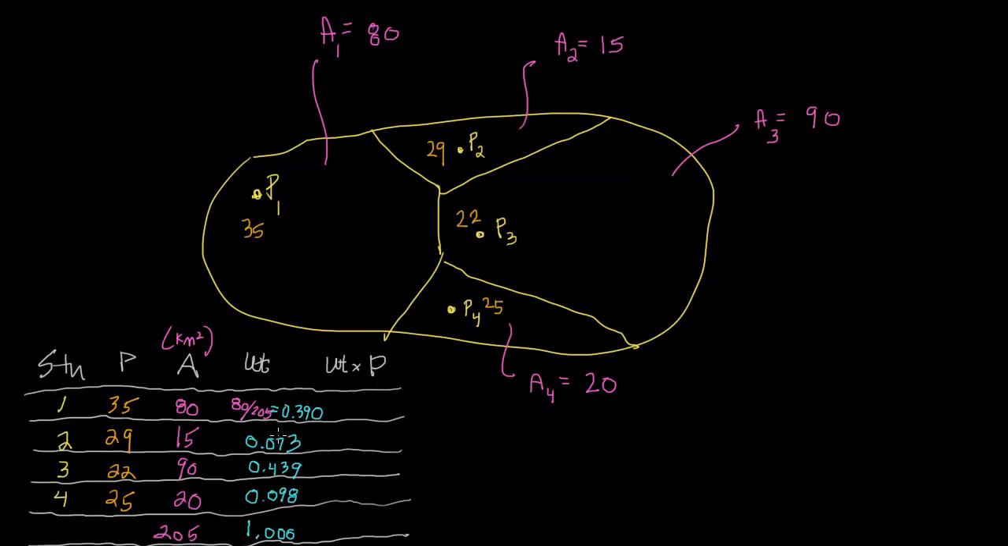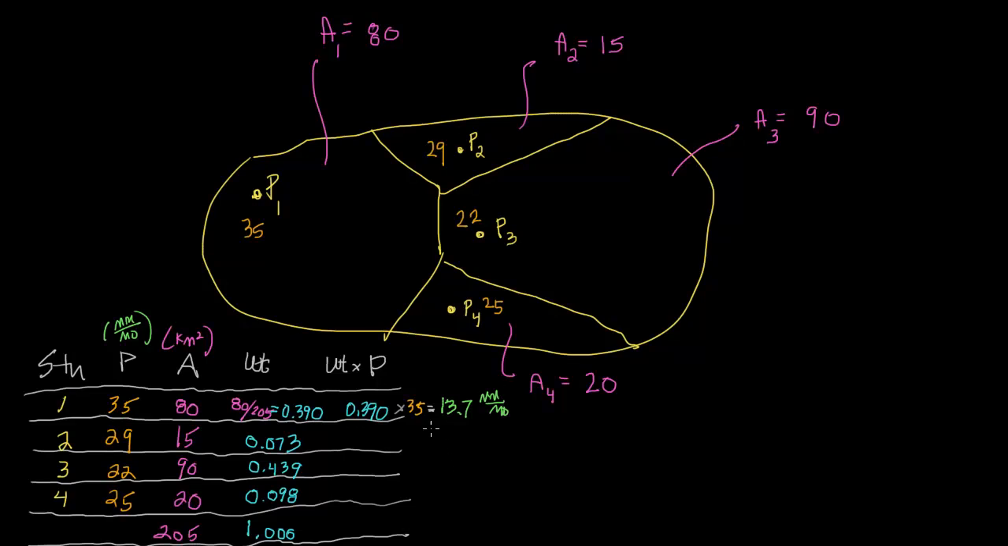The next step is to multiply the weight times the precipitation. The weight in blue times the precipitation in orange. So for the first one, I'd have 0.390 times 35, which is equal to 13.7. And the units here are going to be whatever precipitation was. If precipitation was in millimeters, I think I said millimeters per month, right? Then this will be in millimeters per month as well.